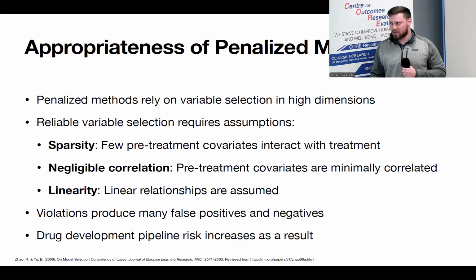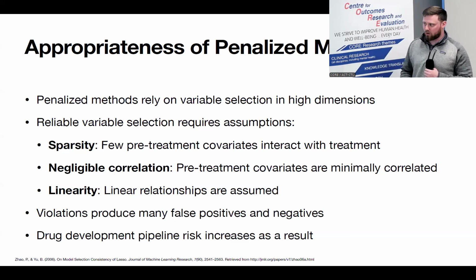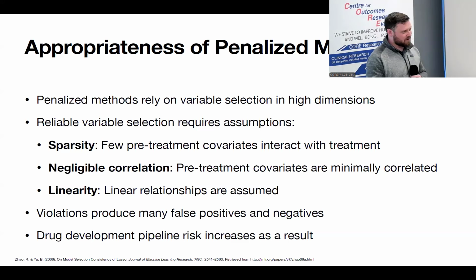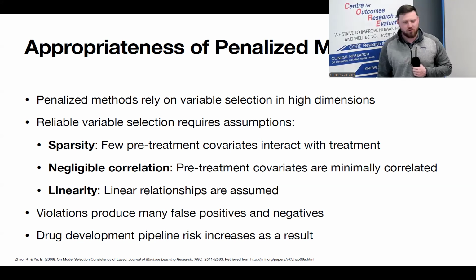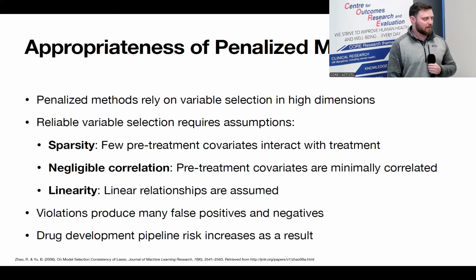And so the reliable variable selection of the lasso, for example, requires 3 key assumptions. One is sparsity, meaning that there are very few actual treatment effect modifiers. The second is negligible correlation, so that pretreatment covariates are relatively uncorrelated. And then 3, linearity. There's an actual linear relationship between your outcome, your exposure, or your treatment, and your pretreatment covariates. And as soon as you violate any of these assumptions, you kind of lose control over the reliable selection. That means you get increased false positives, increased false negatives, and ultimately that means that you can't really use this to de-risk your drug development pipeline.